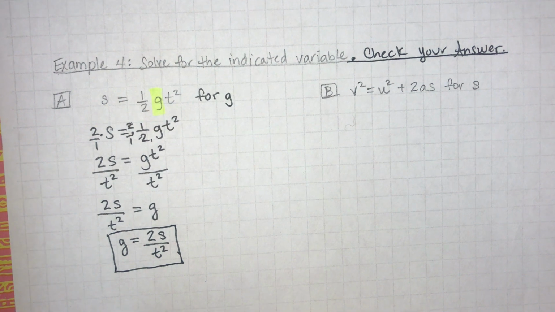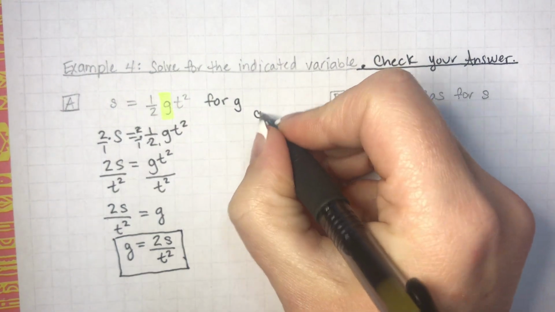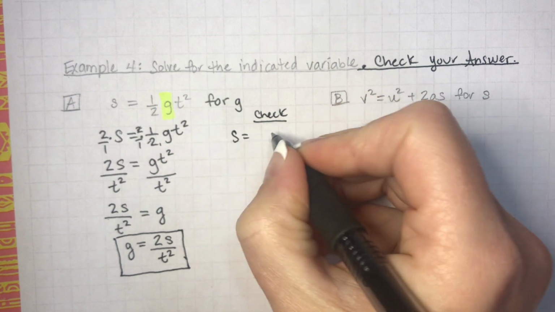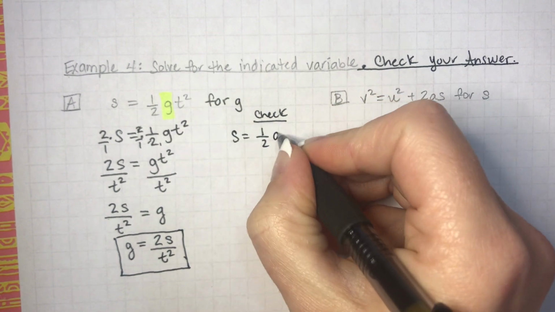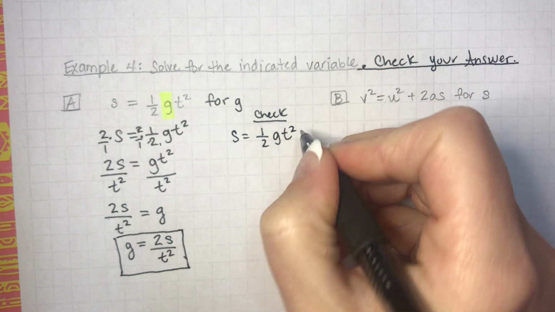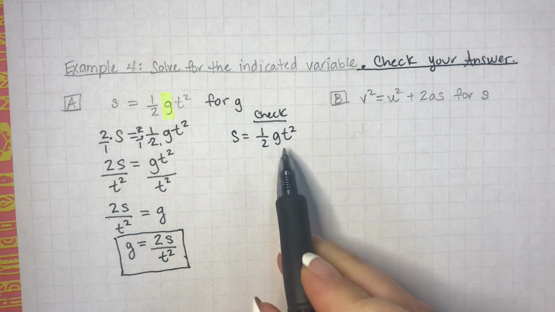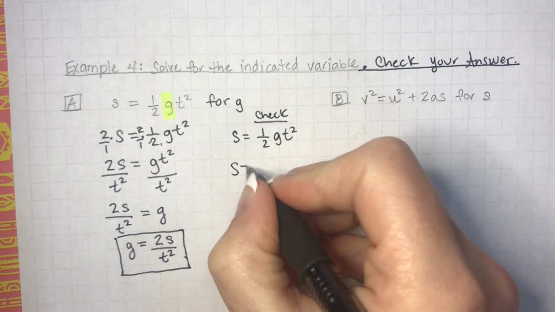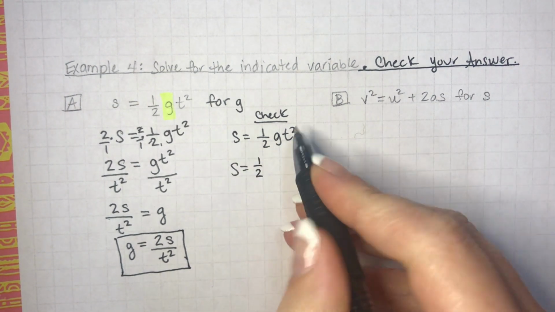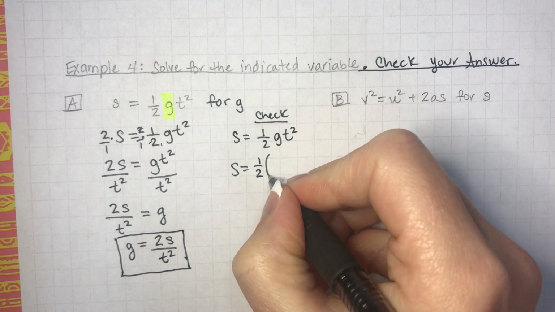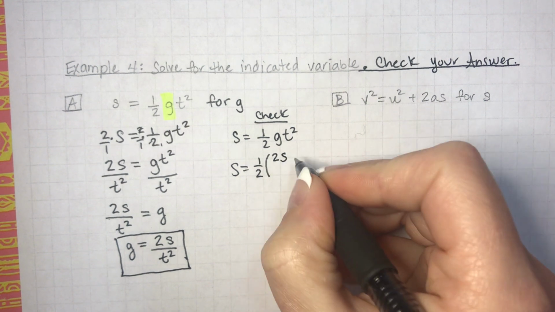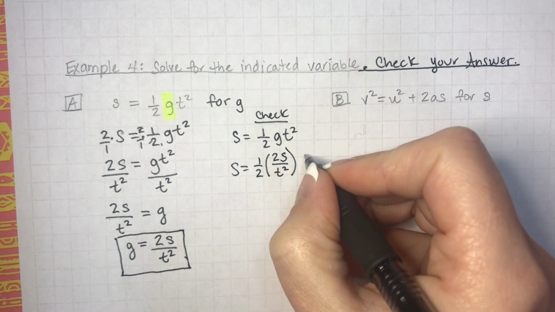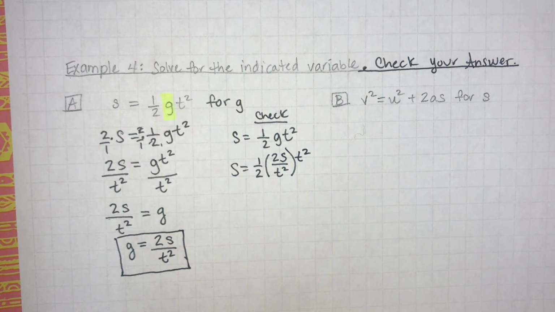If you did, great job. Let's go ahead and check it. So I'm going to write the word check. I'm going to write this original equation. S equals 1/2 G T squared. Instead of writing G, I'm going to write all of this. So we have S equals 1/2. I'm rewriting that. Okay, I get to the G, so I'm going to put this whole thing in parentheses. 2S all over T squared times T squared.